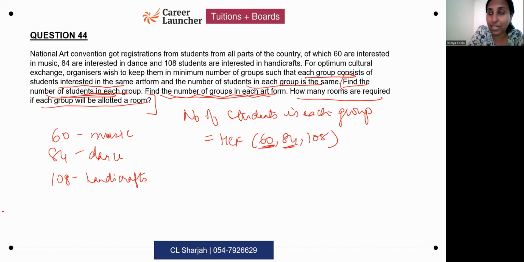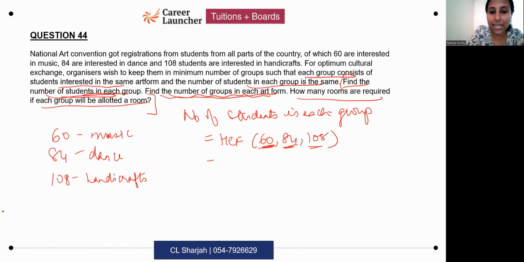60 students, 84 students, 108 students. Highest common factor and multiple both will stand for number of students. Unit will remain the same. If I formed groups, that is a different thing, right? So this is number of students in each group. Okay. So what will that be? You need to find the HCF.